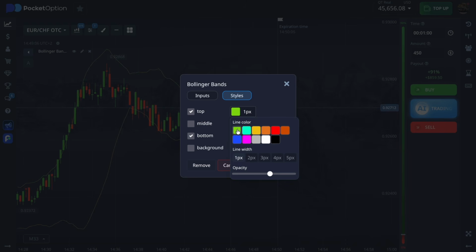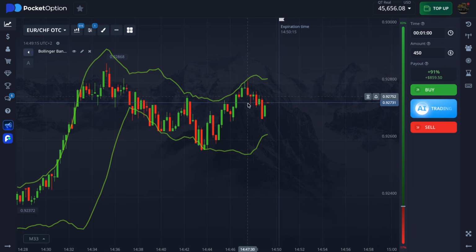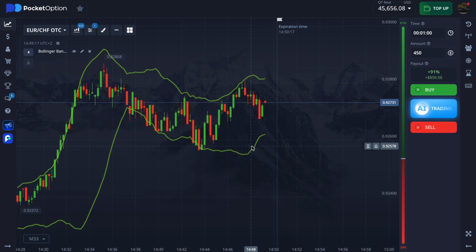For example, the upper line will be green, but I'll make it a bit thicker, and I'll also make the lower line green and a bit thicker too. And I'll understand that these two lines are the Bollinger Bands indicator.